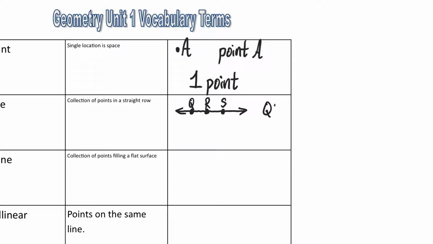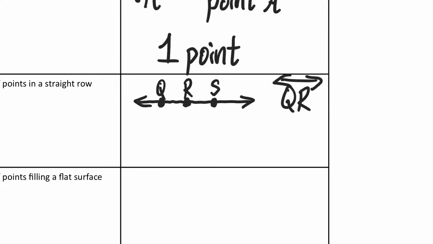So the way we could name this, we'll definitely talk more about this next week, but I can name this line QR, like this. QR, 2 of these points, and then put the little line symbol over it. Okay? For a line, you need 2 points. 2 points establish a line. You need 2 points for a line.